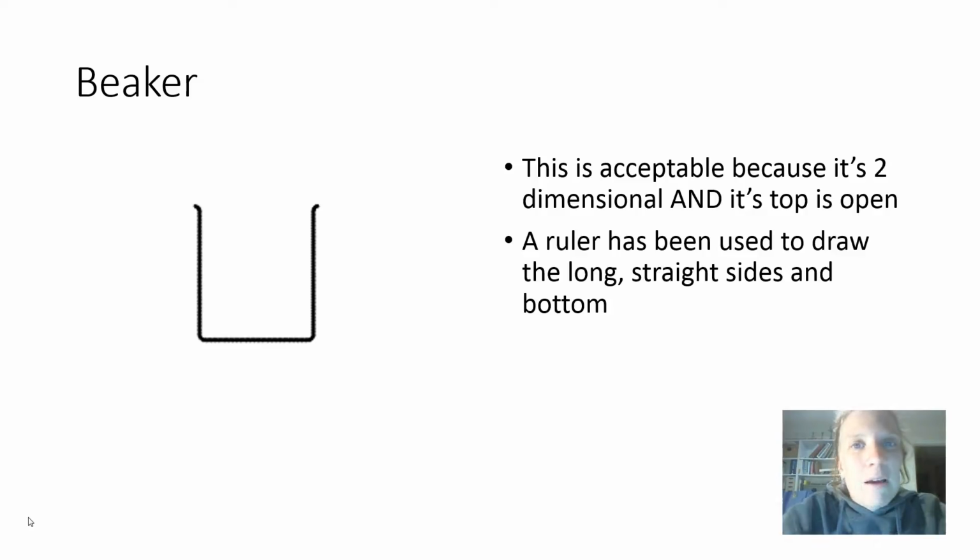This is one to copy down into your books. This is an acceptable diagram for a beaker. It's acceptable because it's drawn in 2 dimensions, and its top is open. Also, a ruler has been used to draw the long, straight sides and bottom. And we've only attempted to use freehand to connect the lines at the very bottom with those tiny little curves. So 99% of this beaker has been drawn with a ruler, and that makes it acceptable as well.